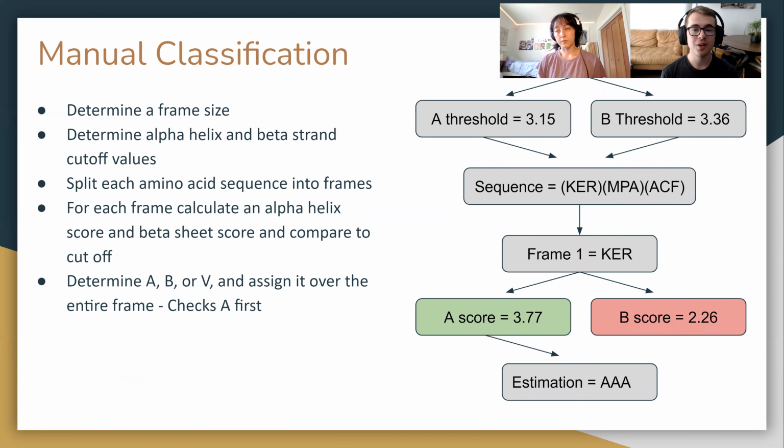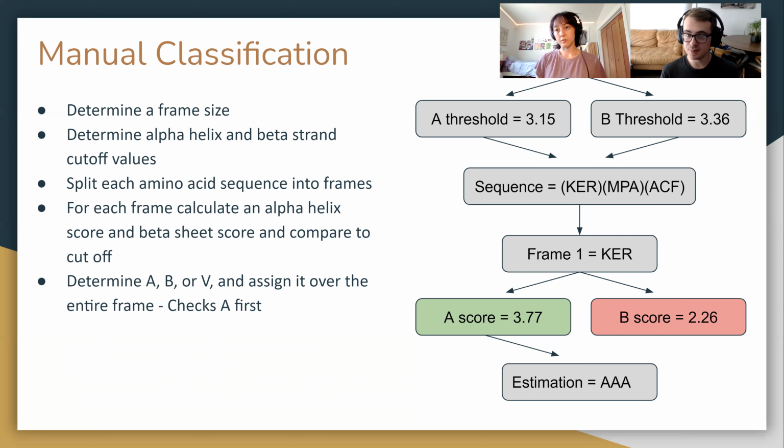So the way that the manual classifier works, I'll explain it in this example to the right here. So you start by determining a frame size. So in this case, that'd be 3. From that, you can determine an alpha and beta threshold. Then you look at the sequence and you split it into frames of whatever size you had. Then you look at each frame. So for example, we'll look at this first one. And then you use the propensity data to calculate a score for alpha and beta.